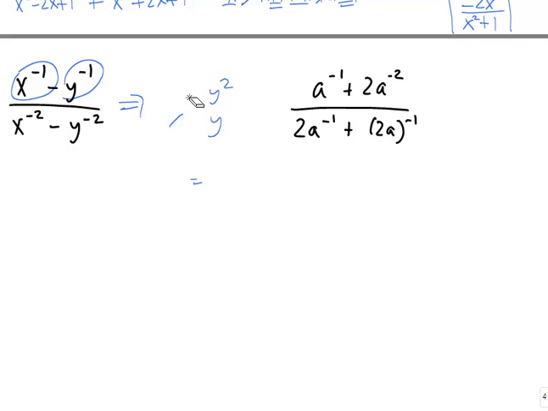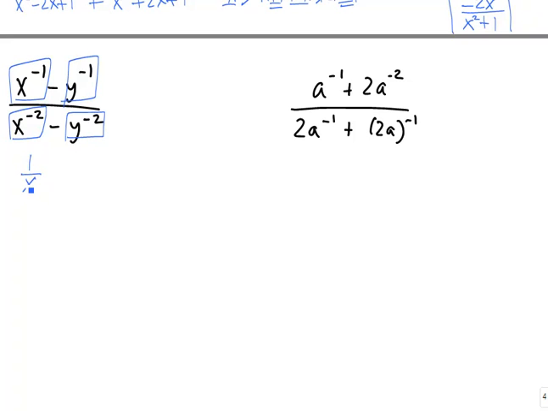So what we have to do instead is be a little bit more careful, and we're going to need to flip each term individually because each term is separated by that subtraction. So how would you flip x to the negative 1? Well, it would become 1 over x. How would you flip y to the negative 1? It would become 1 over y. And then that subtraction that was in between stays put.